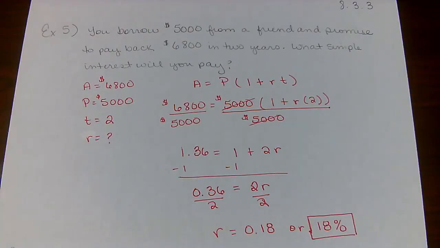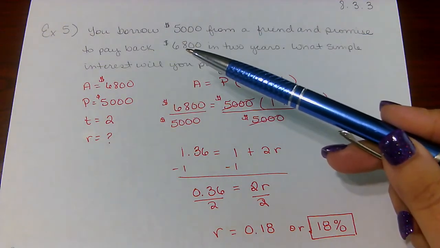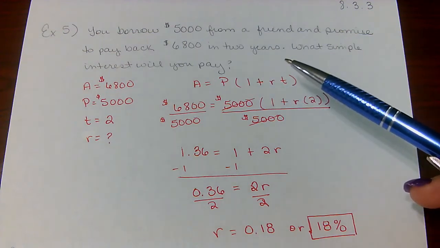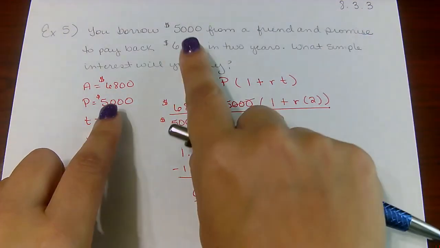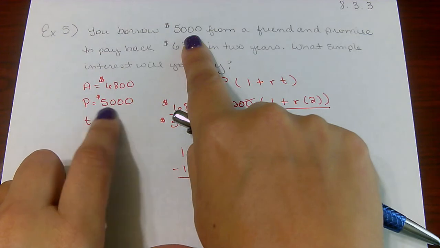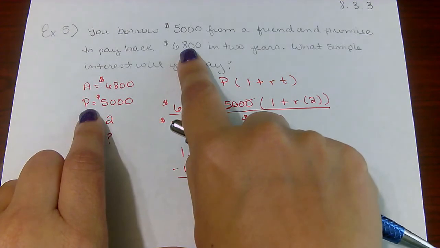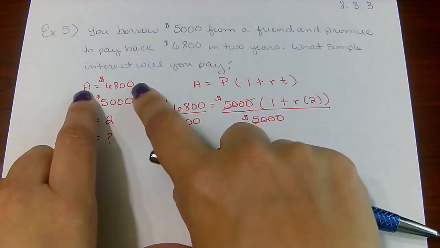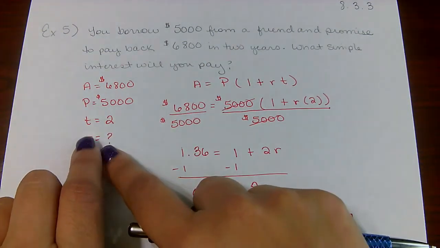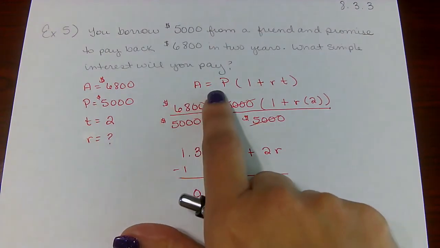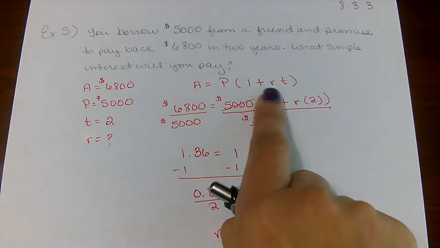Example 5 says, you borrow $5,000 from a friend and promise to pay back $6,800 in 2 years. What is the simple interest that you will pay back? Okay, so our current amount that we're borrowing is $5,000. That will be our value for P. The amount we're going to pay back in 2 years is $6,800. That's going to be our future amount, or our A. Okay, we know that time is 2 years. We want to know what is our interest rate, or in other words, the R. So go ahead and find the formula that we'll use to include our future value, and we're going to go ahead and write that out.